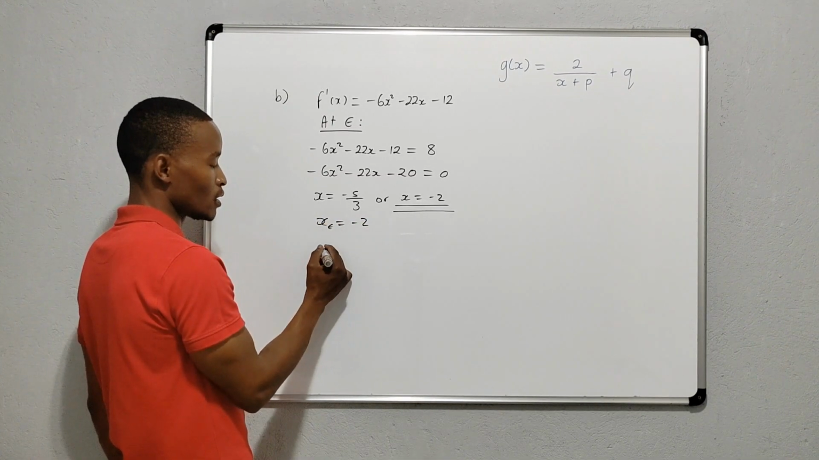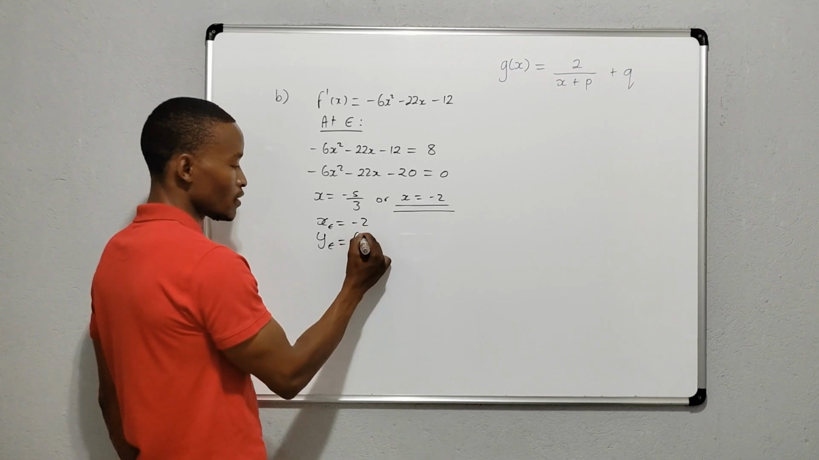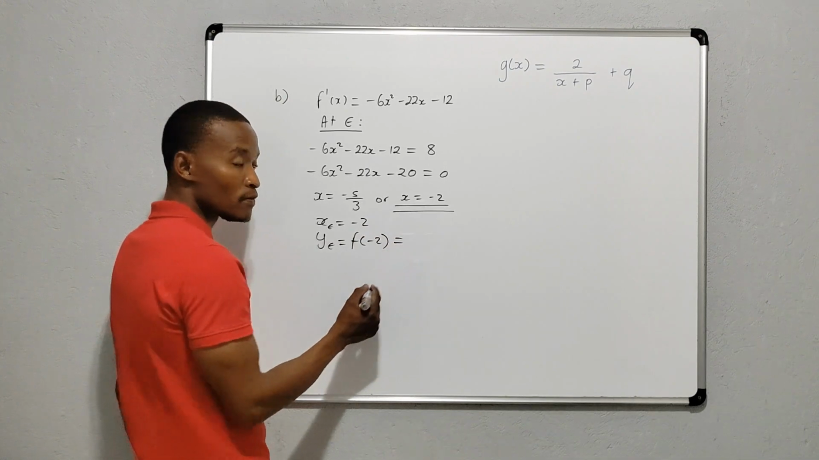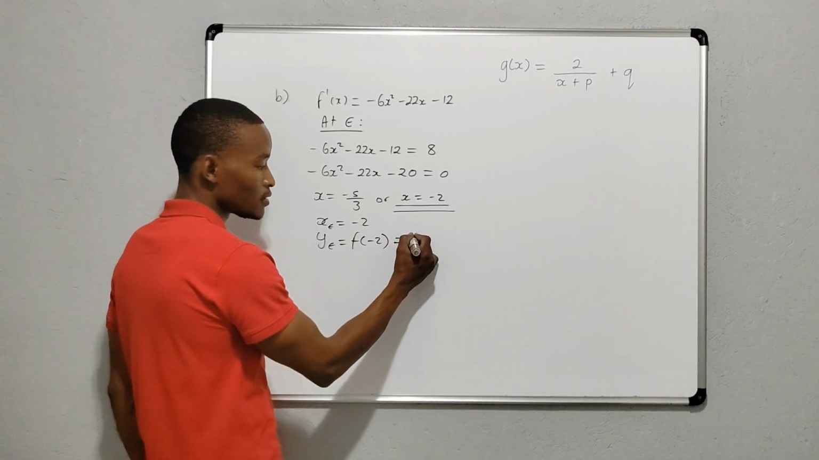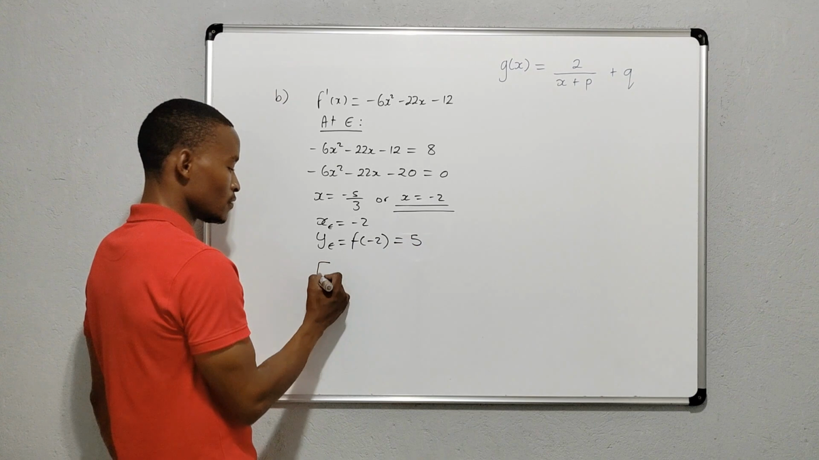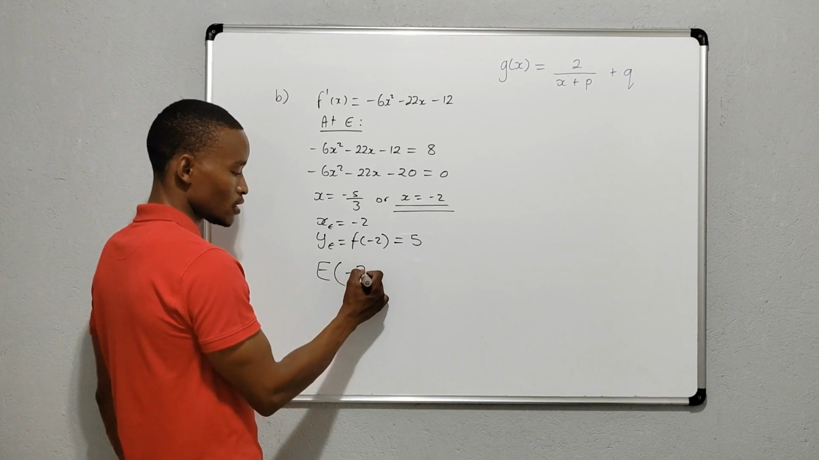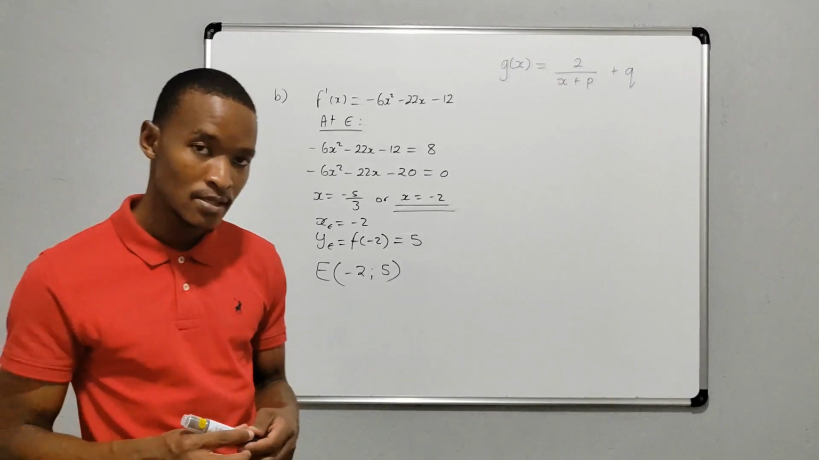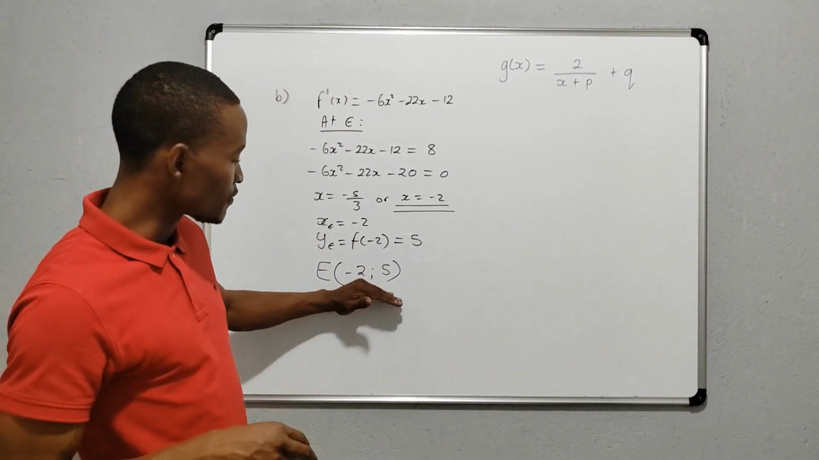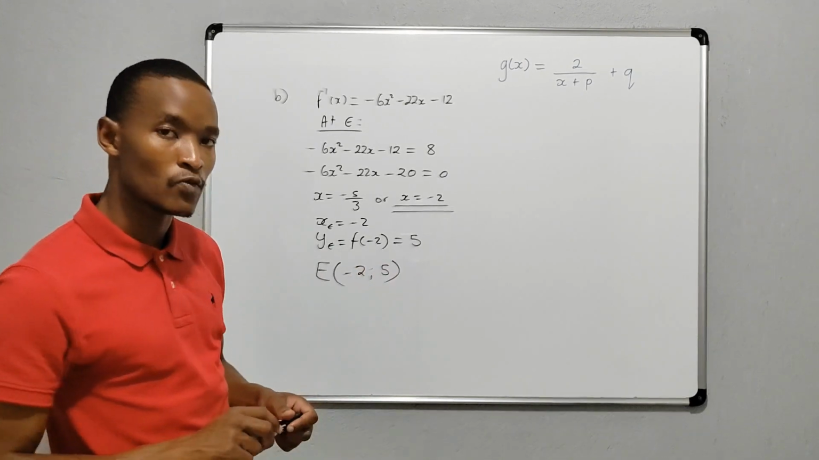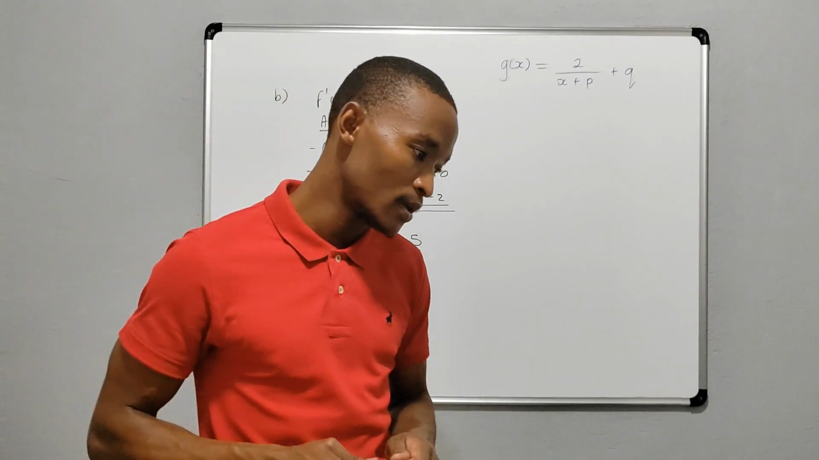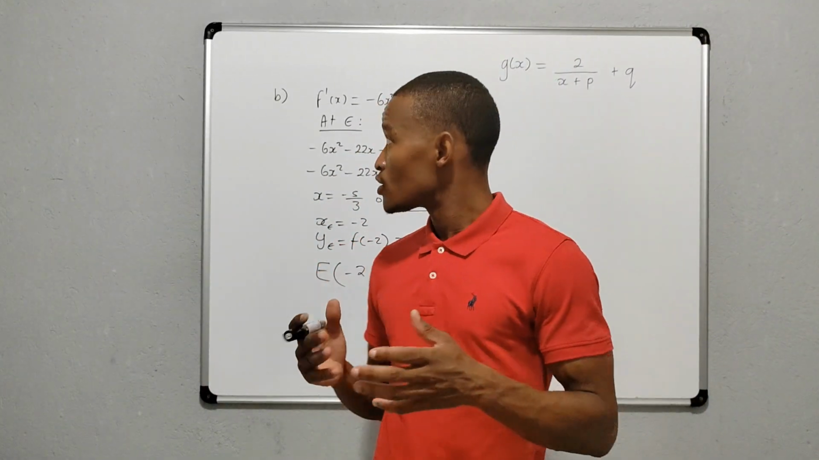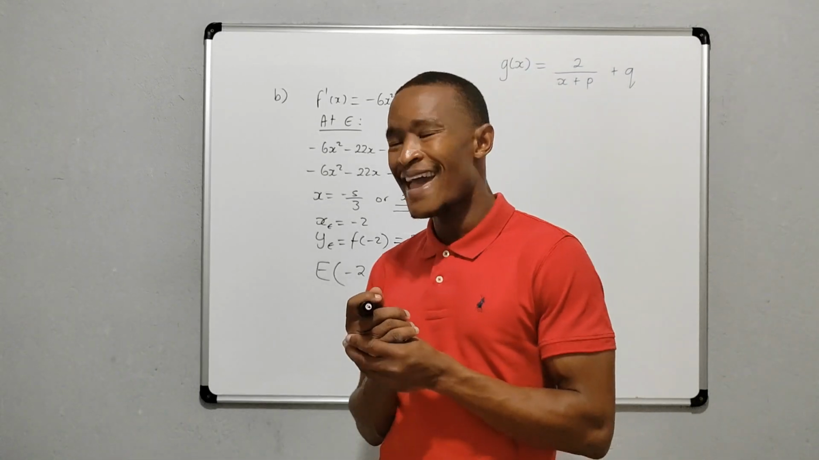How do we get the y-coordinate? The y-coordinate of E will be f of negative 2. And if you plug that into the original function expression, you're going to get 5. Therefore, E has the coordinates negative 2 and 5. Okay, does that make sense? Yes, because it's above the x-axis, it should have a positive y-coordinate. So this takes care of our solutions so far for F.